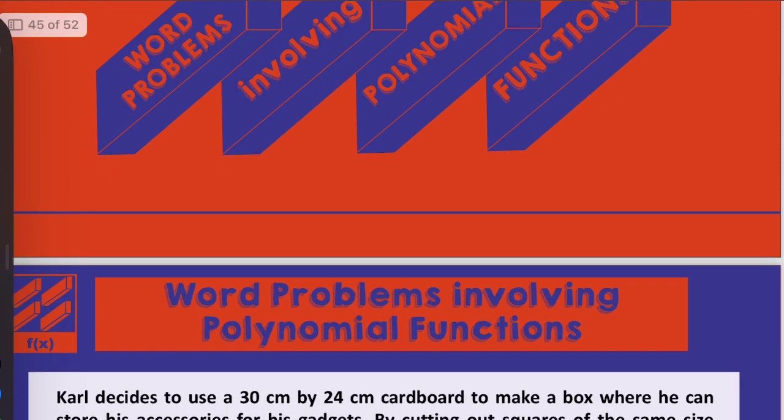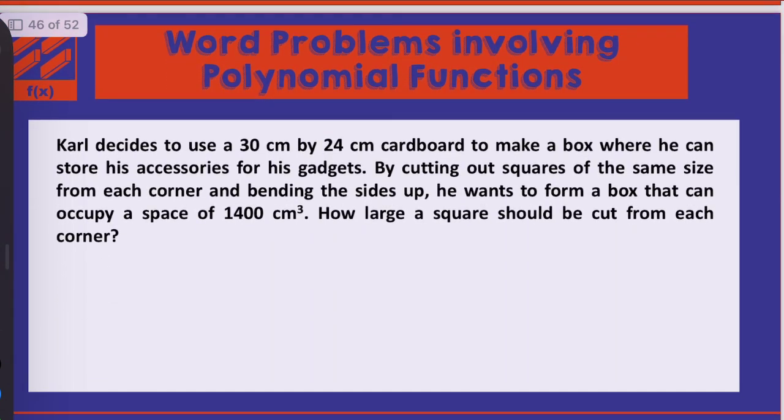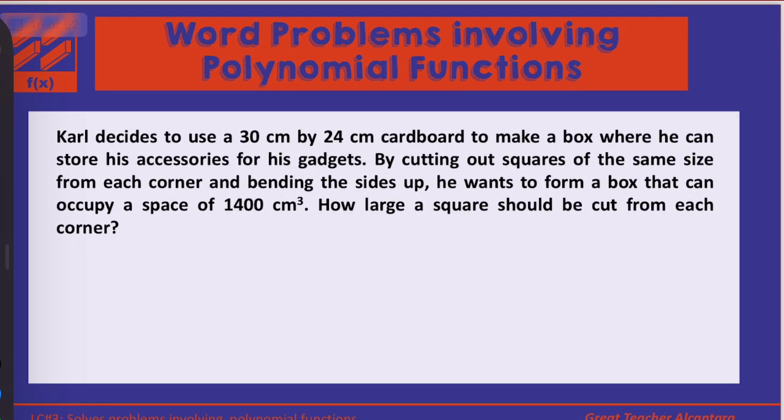So our first word problem is here. It states that we have Carl and he decides to use a 30 centimeter by 24 centimeter cardboard to make a box where he can store his accessories for his gadgets.